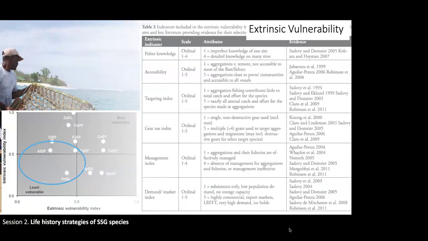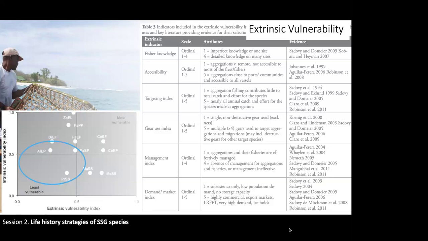This slide shows the extrinsic indices in the table, and these relate to different aspects of exposure to fishing, and then the final vulnerability matrix in the plot on the left. And this was an assessment we did for groupers and rabbitfish FSAs in Seychelles, Kenya and Zanzibar. And in the plot on the left, you can see the vulnerability matrix of the intrinsic against extrinsic indices and where the different species we were doing our research on fall in this matrix. The blue circle is the best place to be.